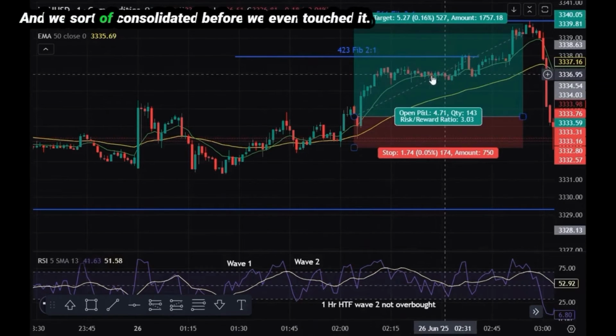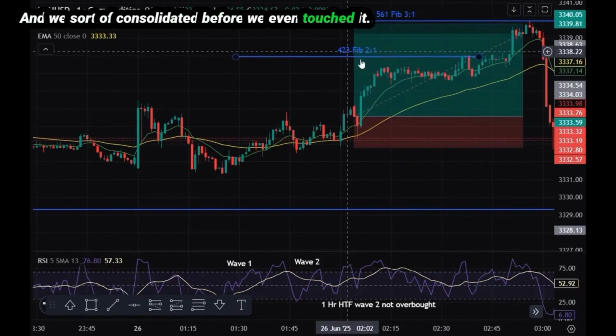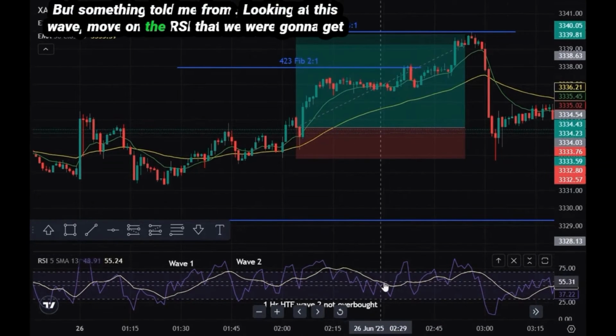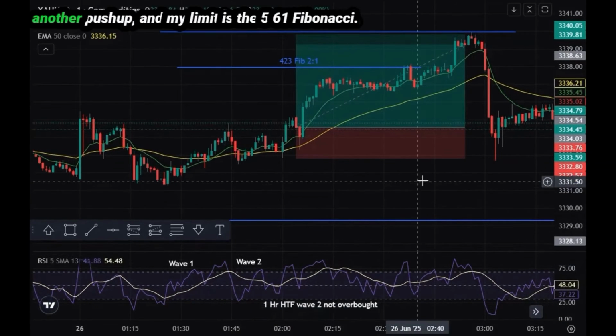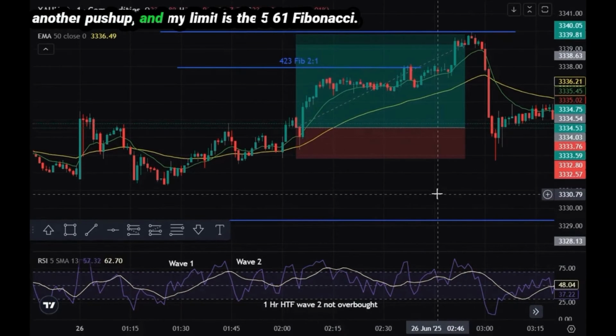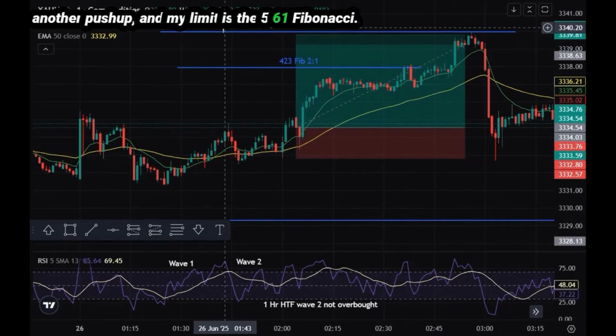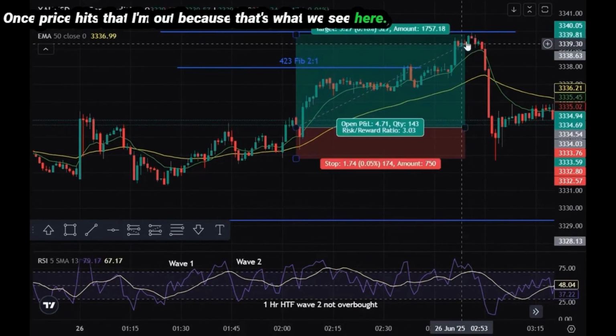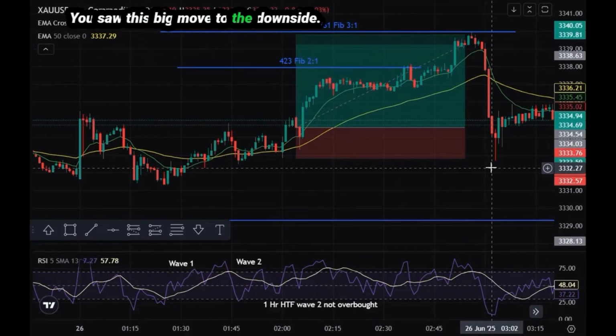And we sort of consolidated before we even touched it. But something told me from looking at this wave move on the RSI that we were going to get another push up. And my limit is the 561 Fibonacci. Once price hits that, I'm out, because that's what we see here. You saw this big move to the downside.